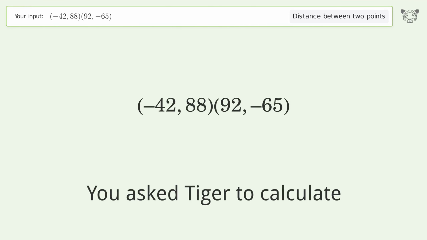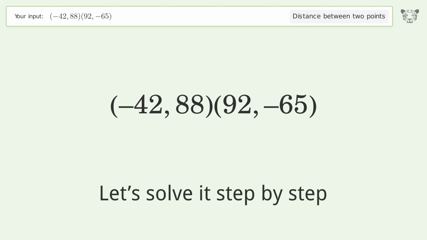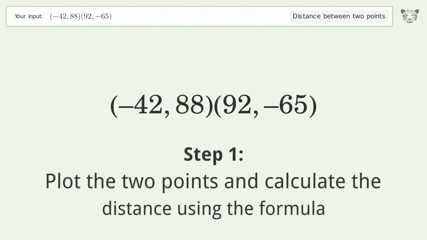You ask Tiger to calculate. This deals with the distance between 2 points. The distance between the 2 points is the square root of 41,365, or 203.384. Let's solve it step by step. Plot the 2 points and calculate the distance using the formula.